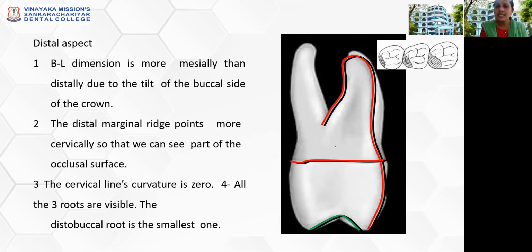In the distal aspect, we can appreciate three roots: the palatal, distobuccal, and the mesiobuccal. As the mesiobuccal root is largest, we can appreciate this in the distal view also. The cervical line is almost 0. The distal marginal ridge is more pointy and more convex, and its convexity points towards the cervical line. Portions of the occlusal surface can be viewed from the distal surface of the tooth.